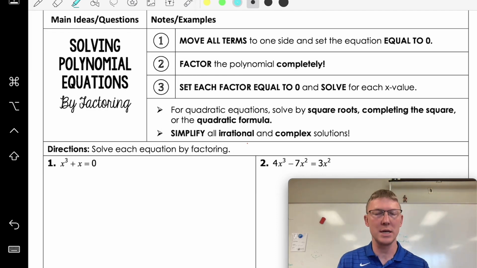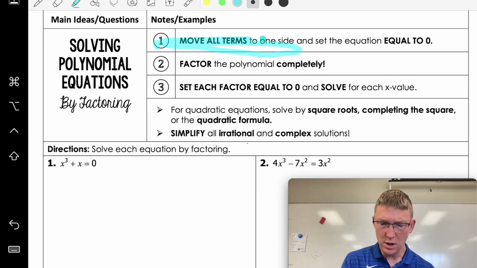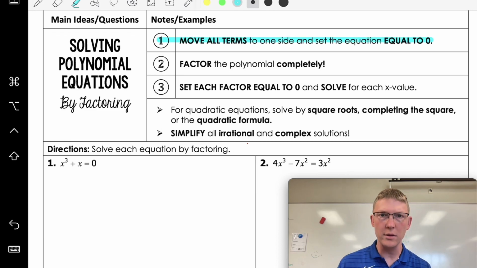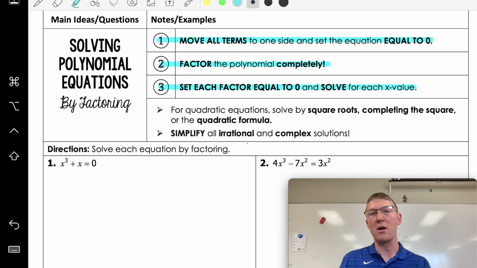We're just using the slightly more complicated factoring that we learned the last lesson, and then we're just gonna solve problems. So step one, you're gonna move all the terms to one side of the equation so that the equation equals 0. Okay, that's nothing new. We've done that before. So we're gonna move all numbers, variables to one side of the equation. We're gonna factor the polynomial completely. And then we've done this before too. We're just gonna set each factor equal to 0, and then we'll solve.